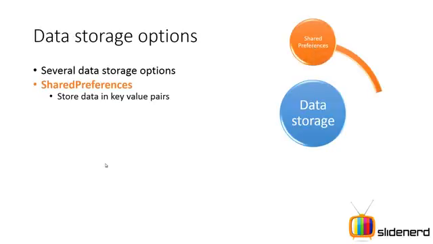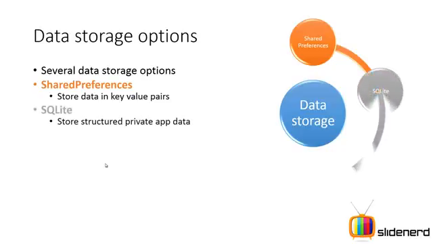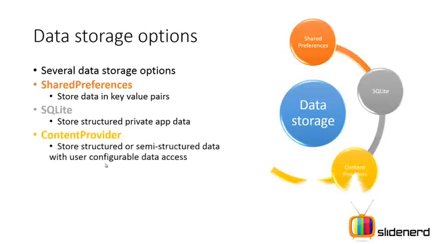1. Shared preferences, store data in key value pairs. Don't worry about this word, we will see what it is shortly. 2. SQLite databases, where you can store structured data. And then there's content providers, where you can store structured or semi-structured data with user configurable data access, which means you can control what part of the database can be seen by an external application or the user and what part is private to your application.